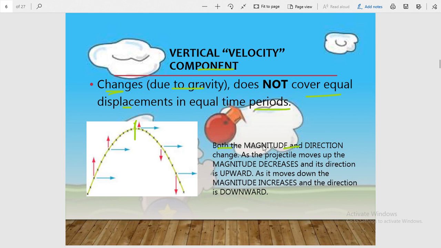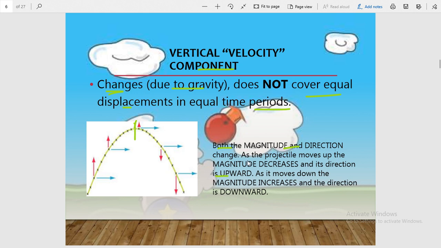So both the magnitude and direction change. As the projectile moves up, the magnitude decreases and its direction is upward. This we have already discussed. You can see here the magnitude decreases when it is moving upward, and its direction is opposite to the direction of the gravitational attraction.